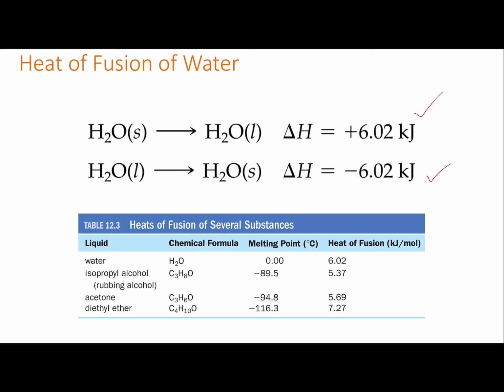You can see here a few different substances. The melting points of these are much lower than 0 for water. Acetone, again with weaker intermolecular forces, melts at a much lower temperature. At negative 94 it's turning into a liquid, where water has to wait till it gets to 0. And then the heat of fusion is shown for a few of these substances.